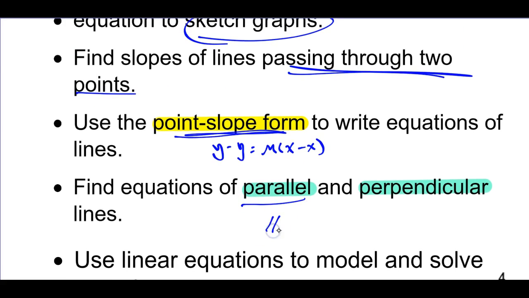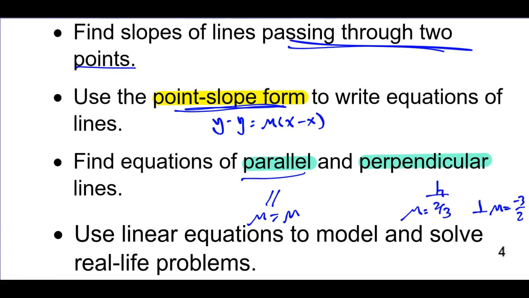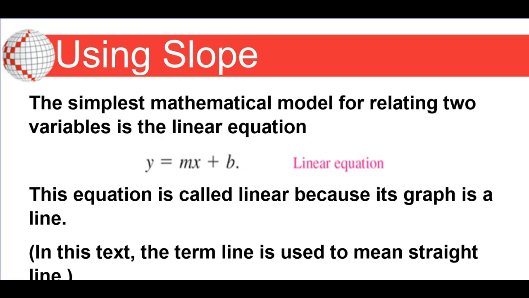Parallel lines, here's the symbol for parallel lines. Two lines that never intersect. Perpendicular lines have a right angle, and their slopes are the same for parallel. And then here, if the slope is 2/3, the perpendicular slope would be the opposite reciprocal. And then we're going to look at, again, how this applies in real life to a business calculus major.